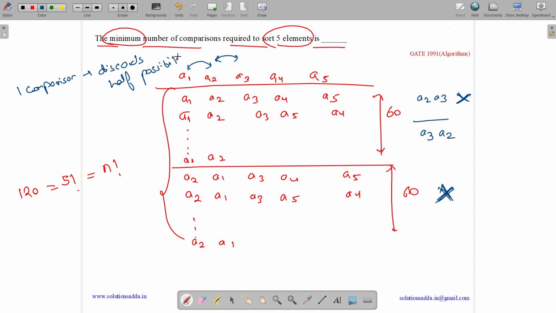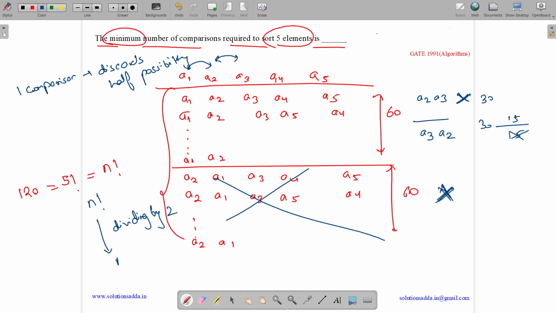This is a very important thing. As one comparison discarded 60 possibilities, another comparison discarded another 30 possibilities, then another comparison will discard another 15 possibilities, and so on. It will continue until we reduce these n factorial possibilities to one possibility by dividing by 2.